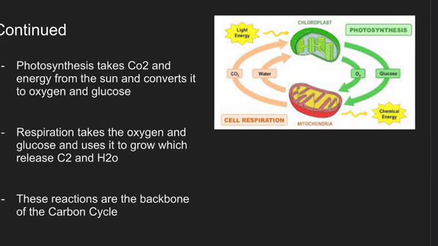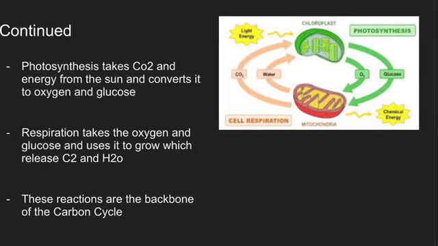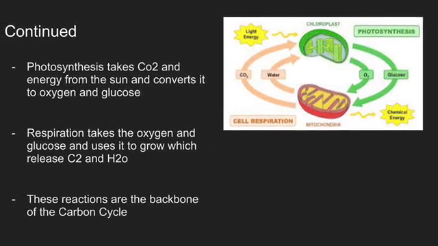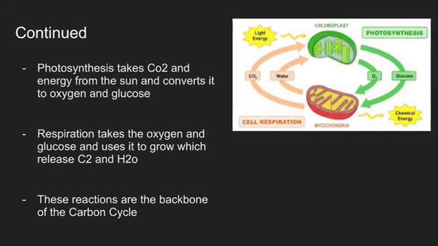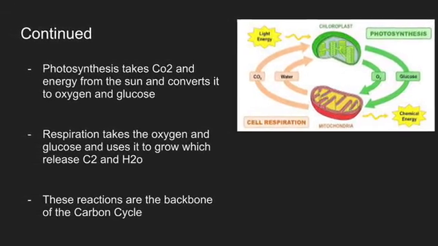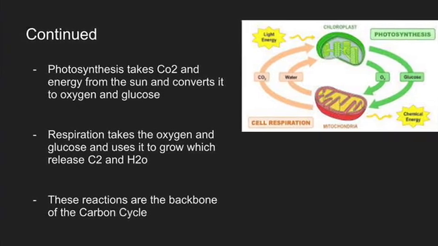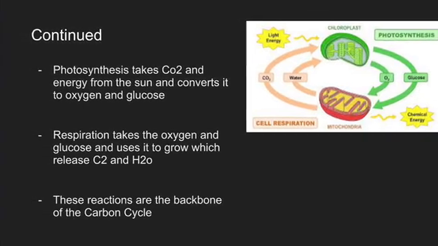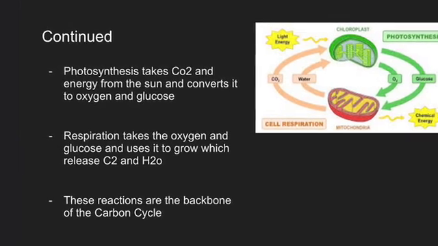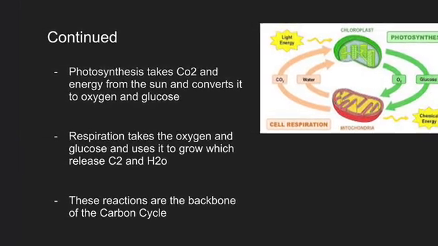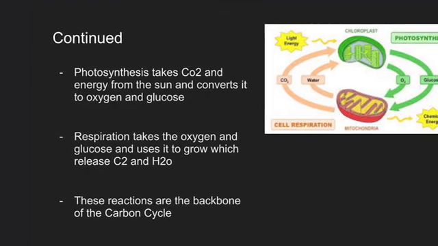Well, how do photosynthesis and respiration sequester carbon? Photosynthesis takes carbon dioxide and energy from the sun and converts it to oxygen and glucose. Respiration is the opposite of that. It takes the oxygen and glucose and uses it to grow the plant, which releases carbon dioxide and water. These reactions are the backbone of the carbon cycle, which is necessary to all life as we know it.